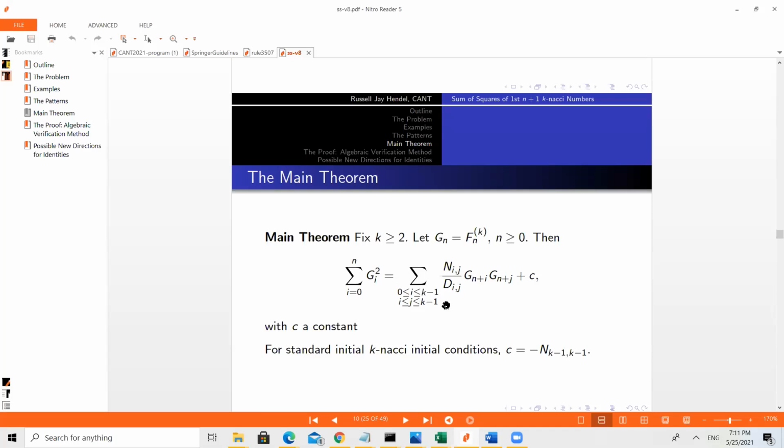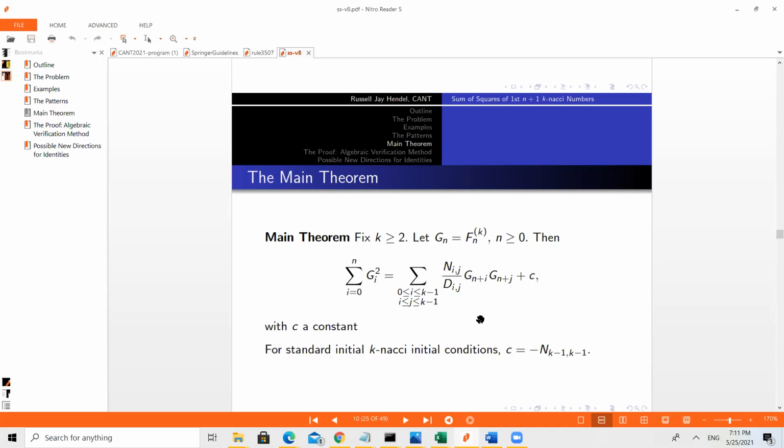It's just d_k, and it's 2k minus 1 plus c. And if you use the standard initial condition, c is minus n_{k-1,k-1}. But the point is, this theorem is true no matter what initial conditions. I'm not doing any computation, so the initial conditions couldn't possibly matter.